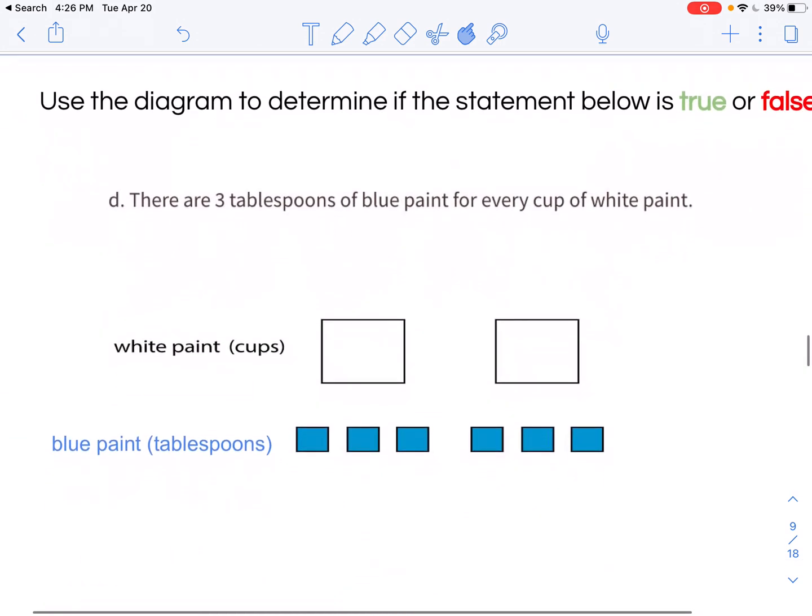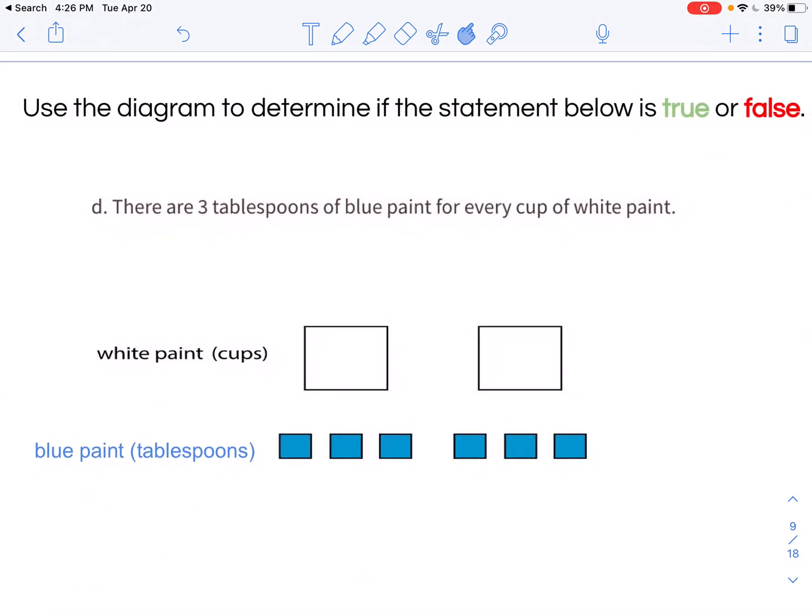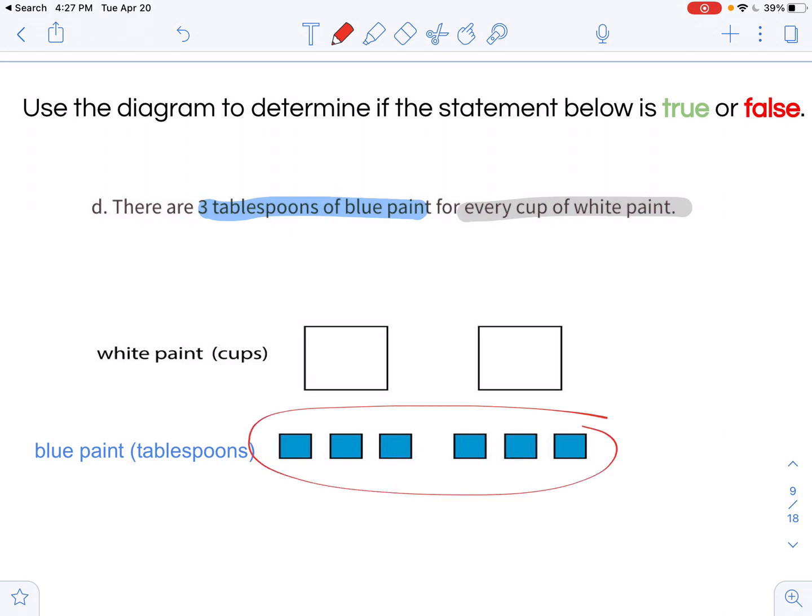What about D? What do you think for this one? The statement says there are 3 tablespoons of blue paint for every cup of white paint. True or false? Okay, so I'm going to separate this picture. So instead of thinking about this as 6 tablespoons, I'm going to think about this as 3 tablespoons. So here's 1, 2, 3. I'm going to make my line.